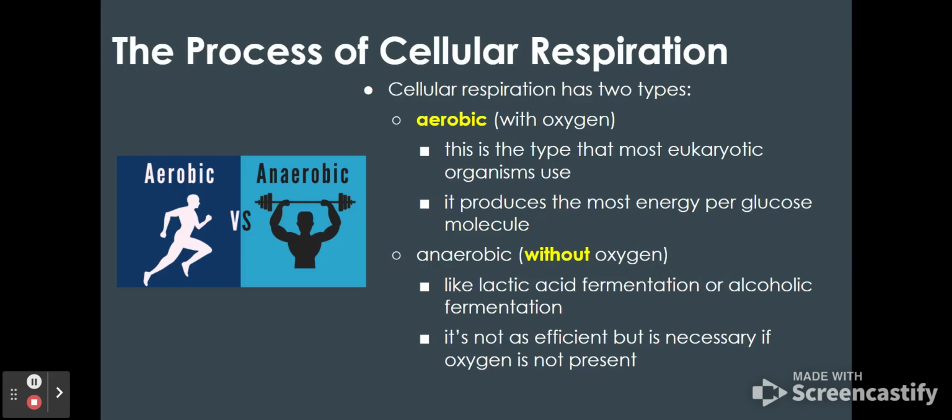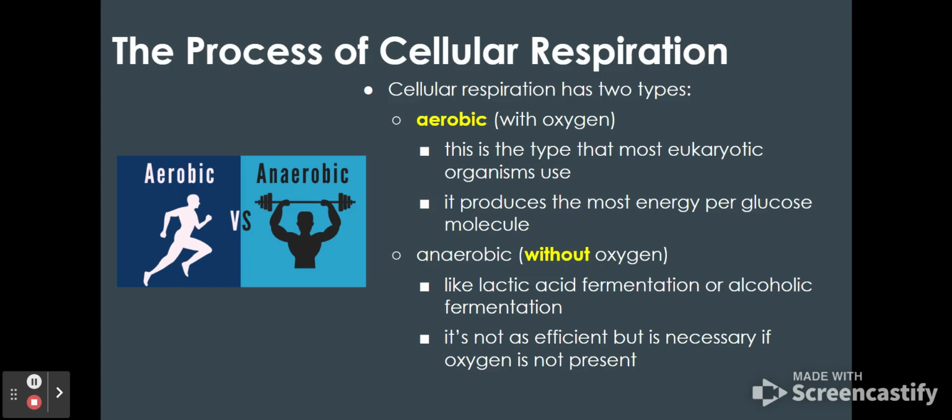So cellular respiration has two types. There's aerobic, which is the type with oxygen. Okay, it's the type that most eukaryotic organisms like ourselves use. It produces the most energy per glucose molecule. So this is why it's preferred by most organisms.